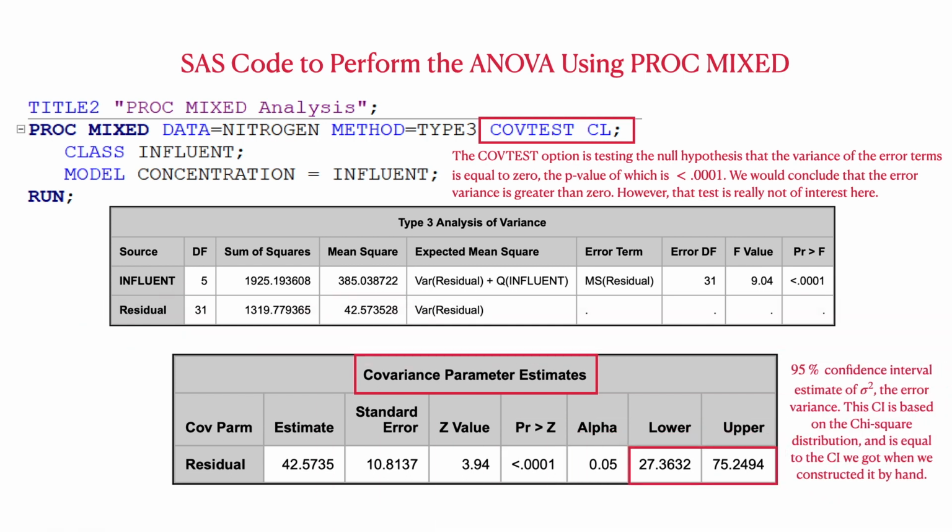The CL option tells PROC Mixed to construct a confidence interval for the variance of every random effect in the model. In this model, we only have one random effect, the error term, and so PROC Mixed is going to construct a confidence interval for sigma squared. Now this particular confidence interval is based on the chi-square distribution and is equal to the confidence interval that we got when we constructed it by hand.